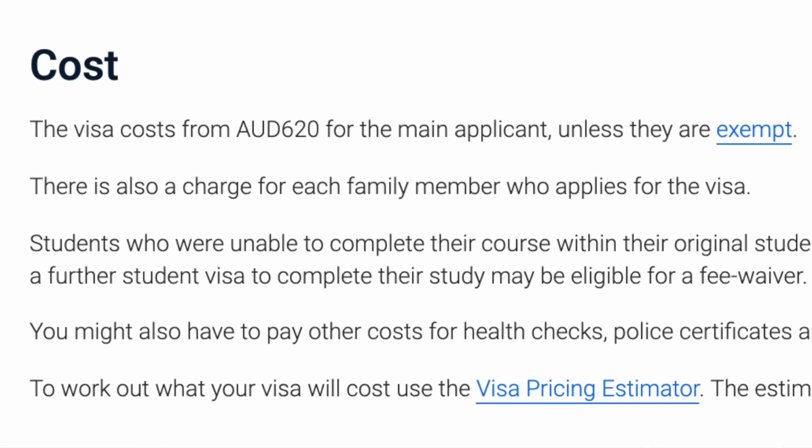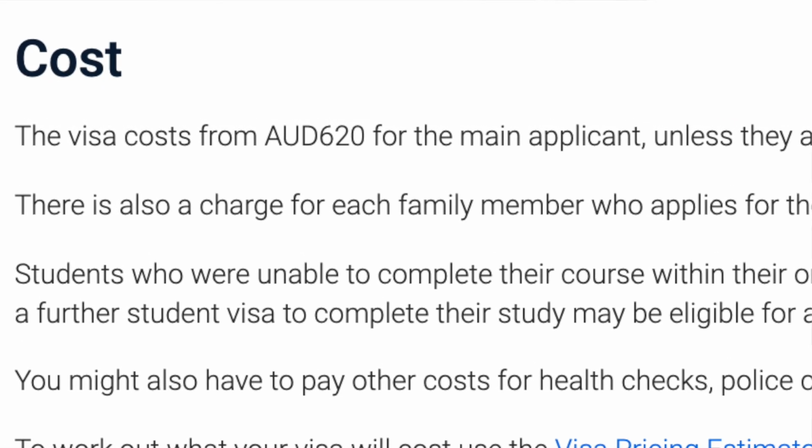You will need to complete a visa application form, and you will obviously have to pay a fee. At the moment, the fee for a student visa for a single applicant is $620, but every year these fees get reviewed, and probably when you're watching this video, the fees might have changed. So please refer to the Department of Home Affairs website so you can check the updated fees for a student visa.